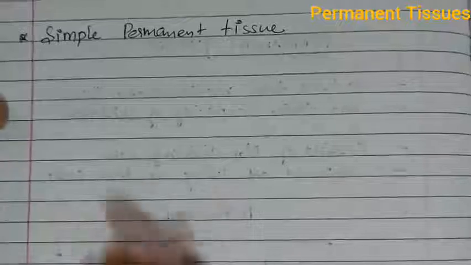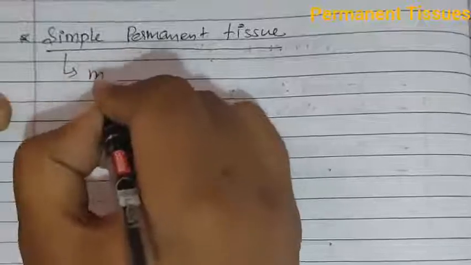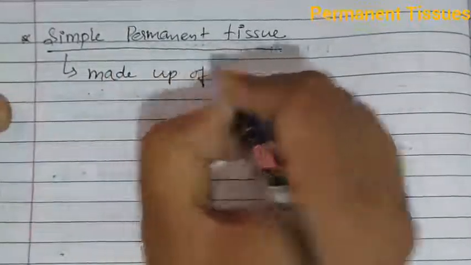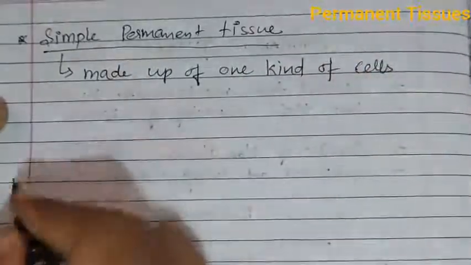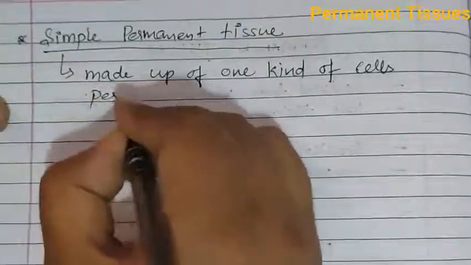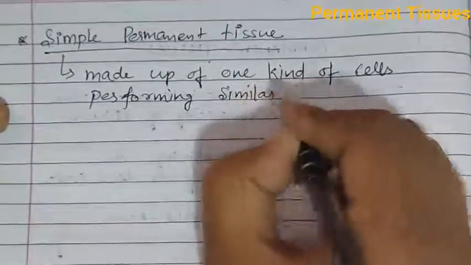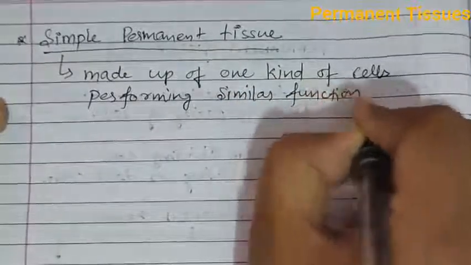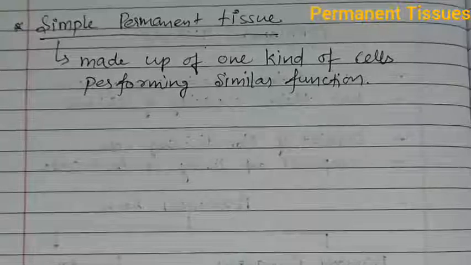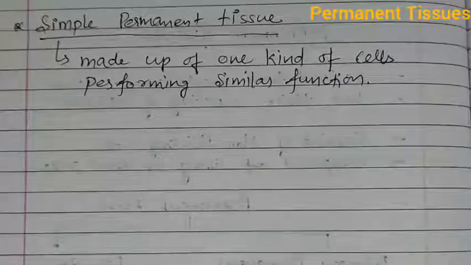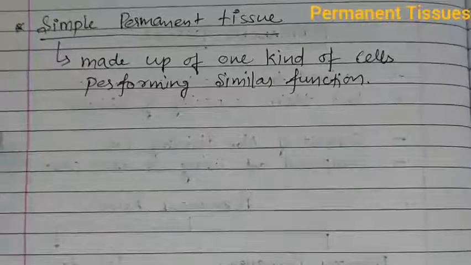Now the simple permanent tissues are made up of one kind of cell performing a similar function. If they are made up of the same kind of cell and perform a similar function, then they are called simple tissue. Simple tissue is of three types: parenchyma, collenchyma and sclerenchyma. We are going to study them one by one.